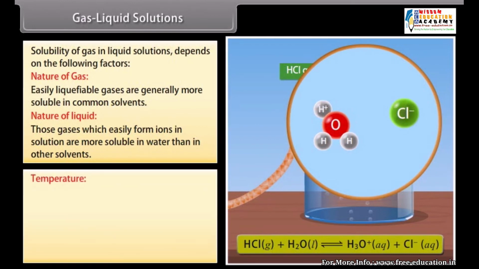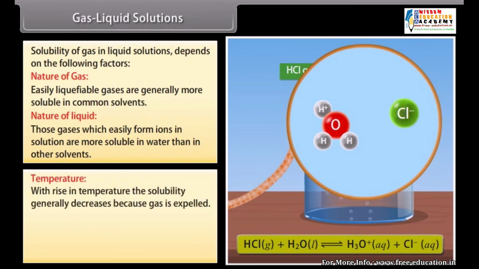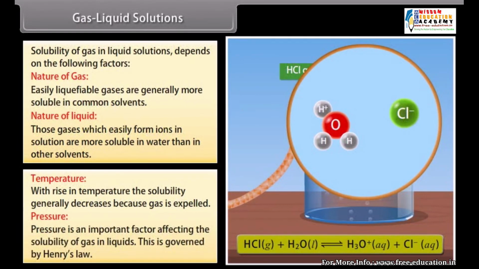Temperature. With a rise in temperature, the solubility generally decreases because gas is expelled, but some gases find their solubility increased at a higher temperature. Pressure. Pressure is an important factor affecting the solubility of a gas in liquids. This is governed by Henry's law.